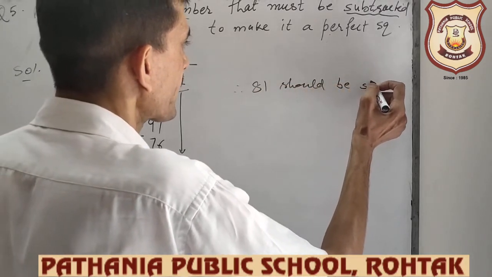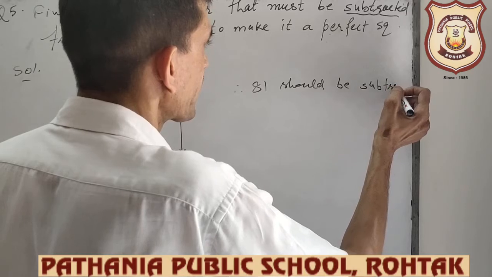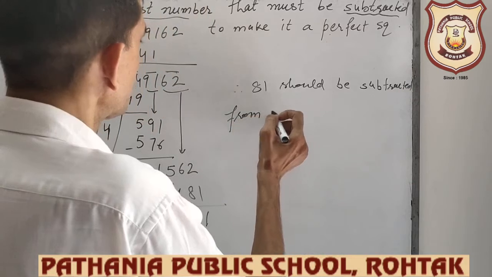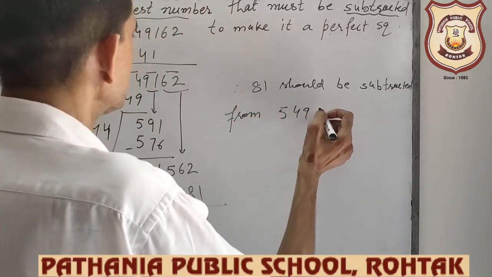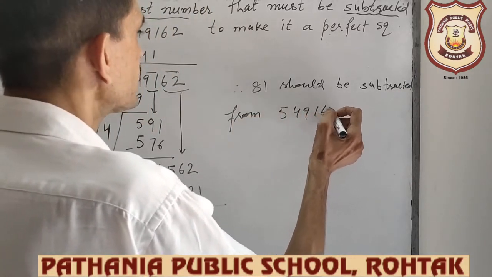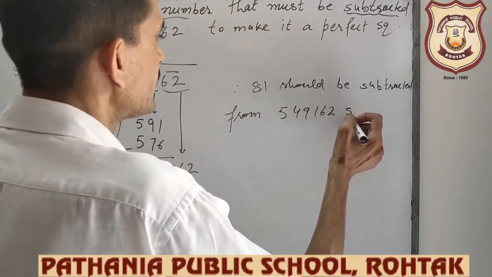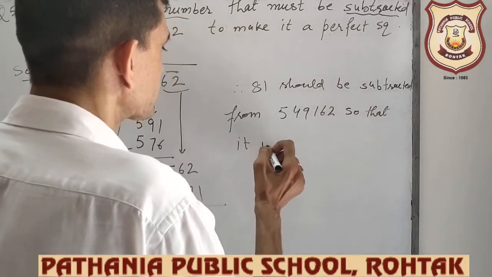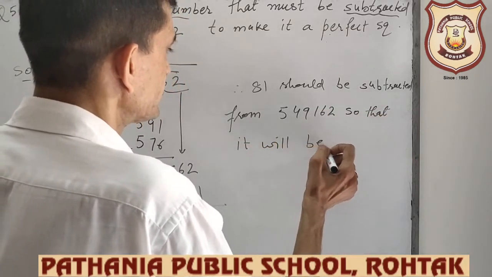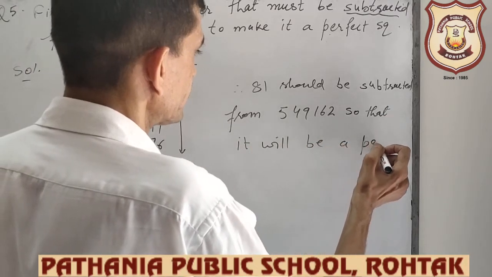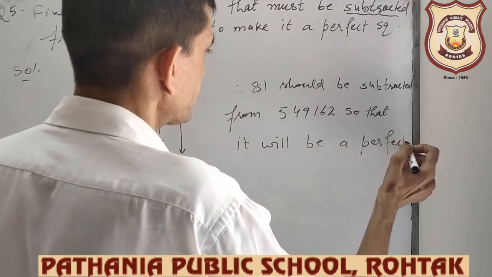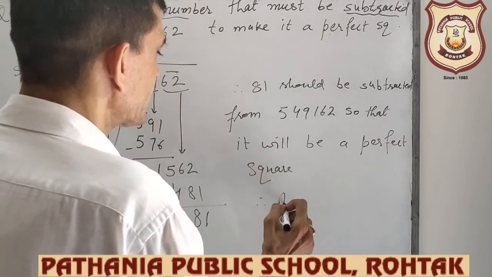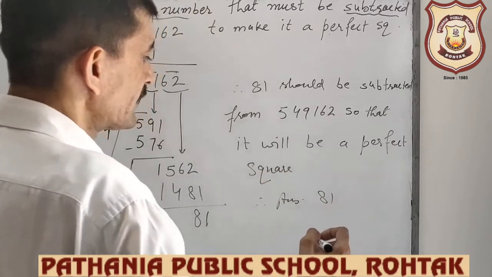subtracted from 5,49,162 so that it will be a perfect square. So therefore the answer is 81.